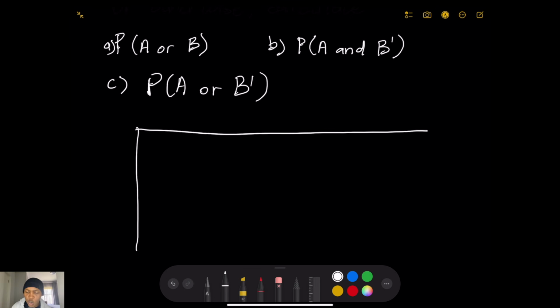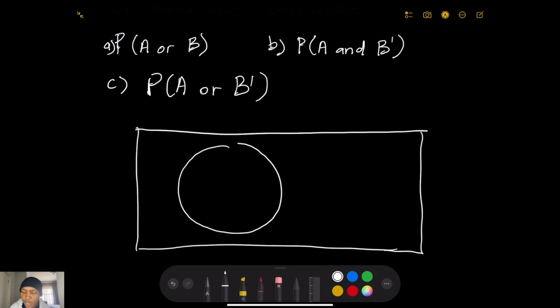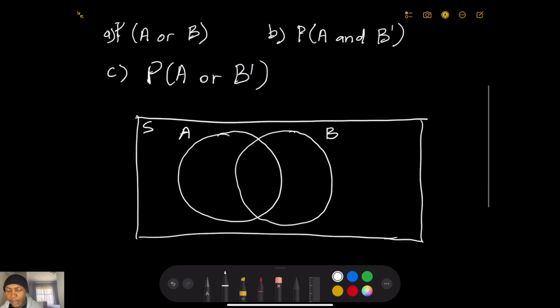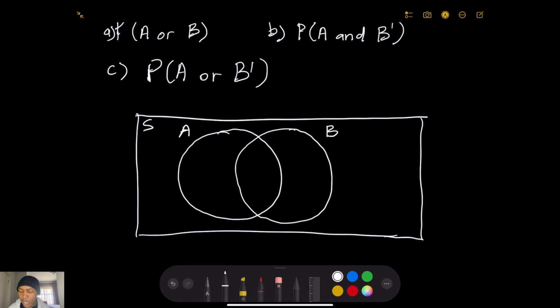Okay, so let's draw our total sample space there. What we always try to do is that we've got those circles in there. So that's the total sample space. Now that would be A, all the elements that are in A and the elements that are in B. And of course we know that where the two intersect, which is in here, that would be the probability of A and B.